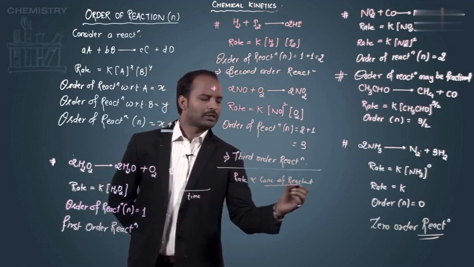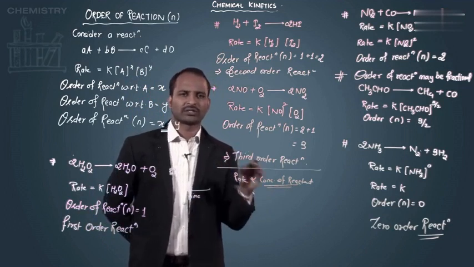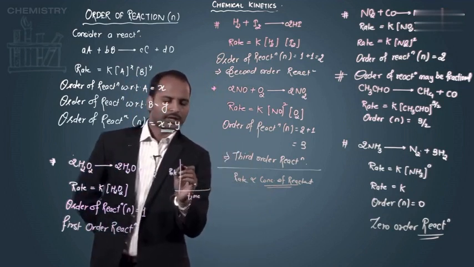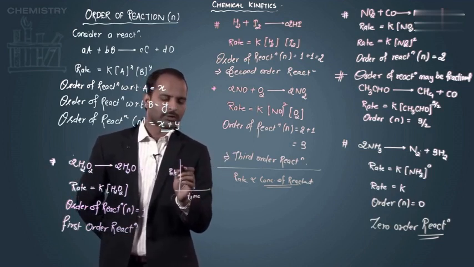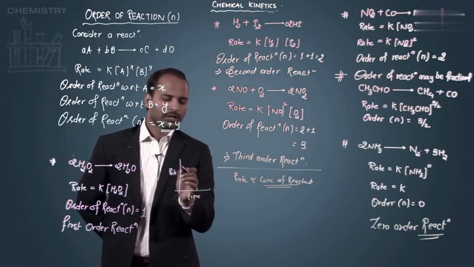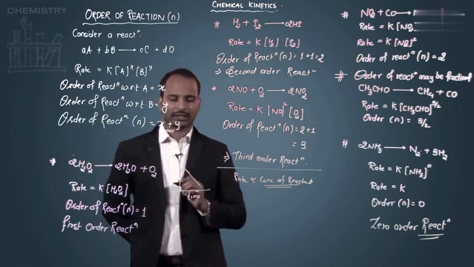But with the time, what happened? The reactant goes on decreasing, it goes on being consumed. So the rate of reaction also goes on decreasing. Meaning in the case of first order, second order, third order reaction, with the time the rate of reaction goes on decreasing as the concentration of reactant decreases.